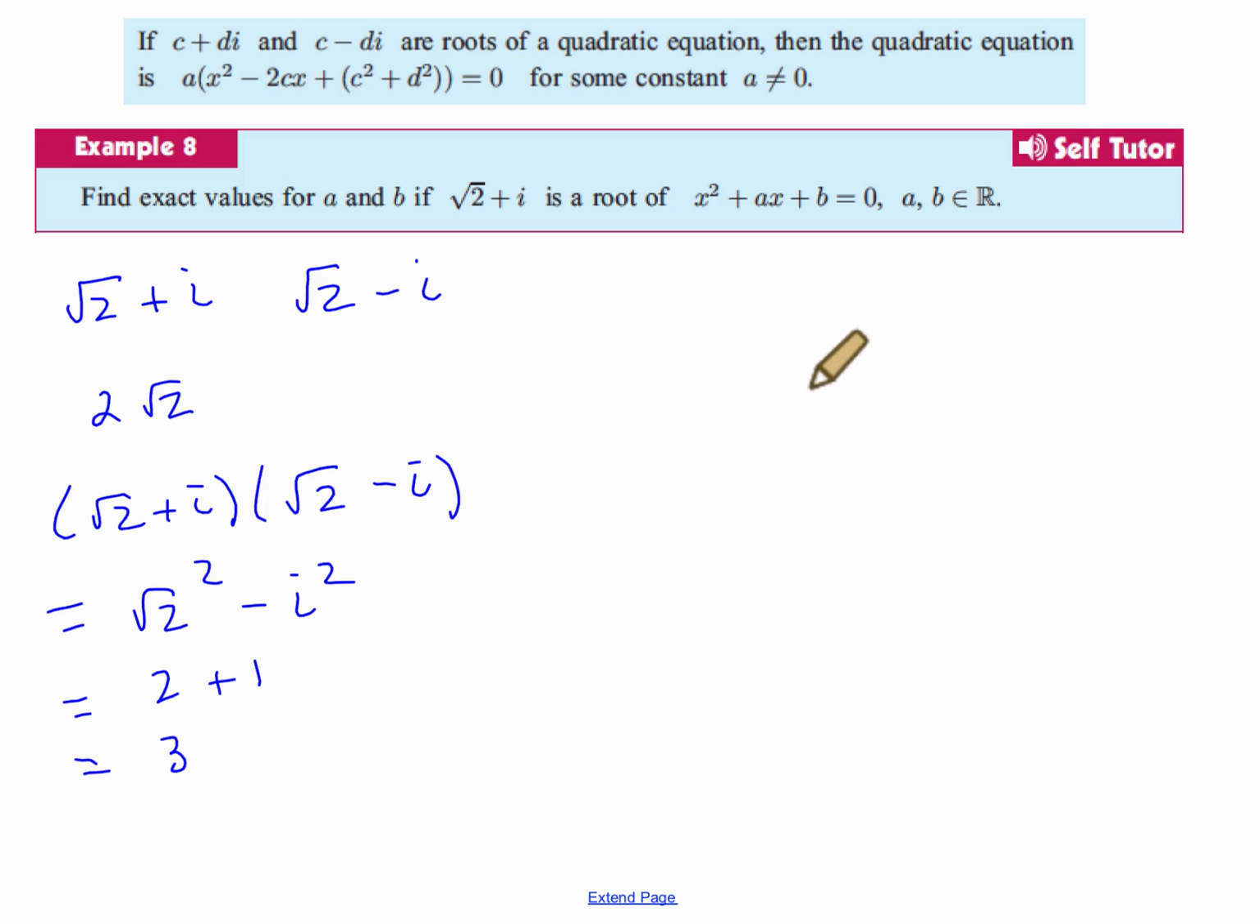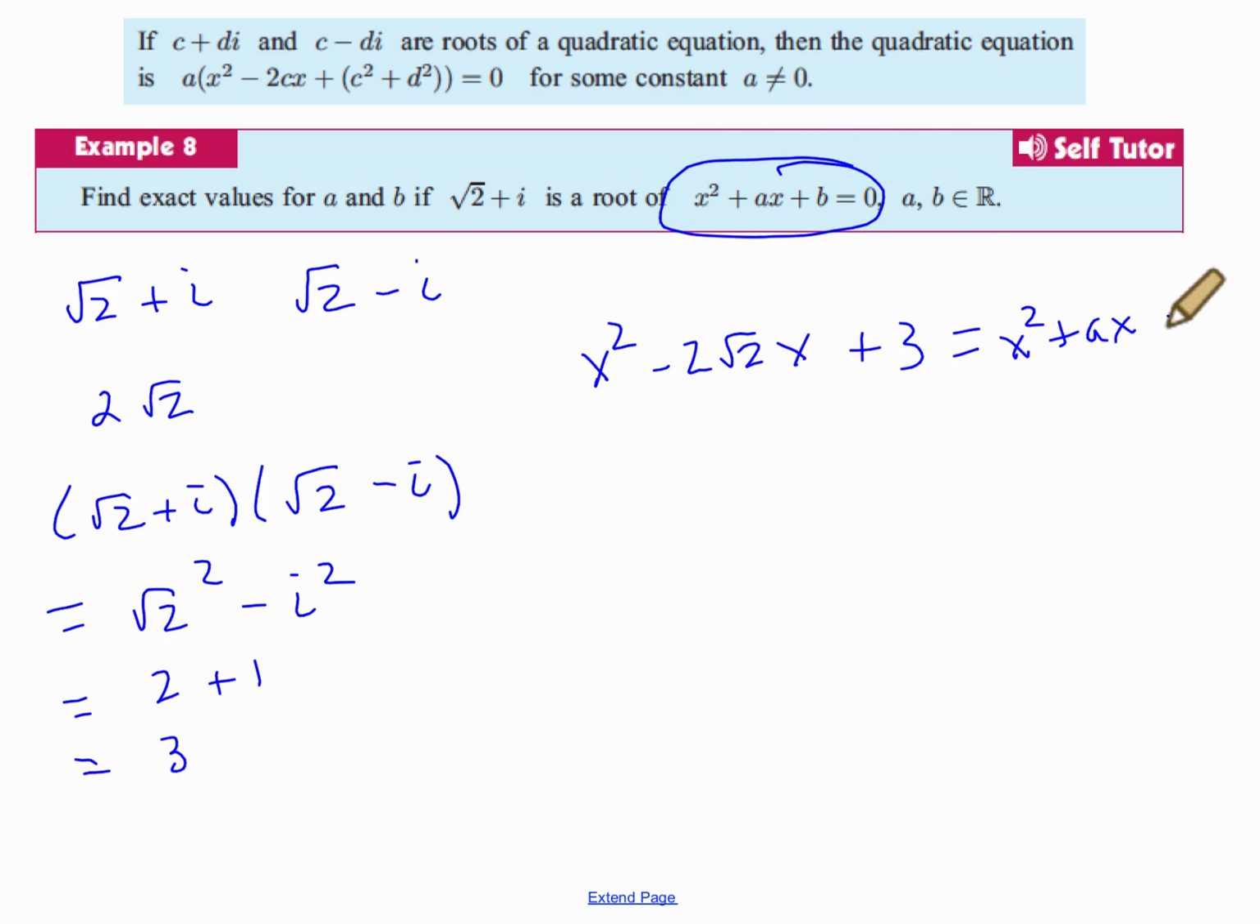So what we end up with using this form is x squared minus 2 root 2x plus 3. And we know it's equal to this guy right here, which is x squared plus ax plus b. And therefore, we get a equal to negative 2 root 2 by equating coefficients, and b is equal to 3.